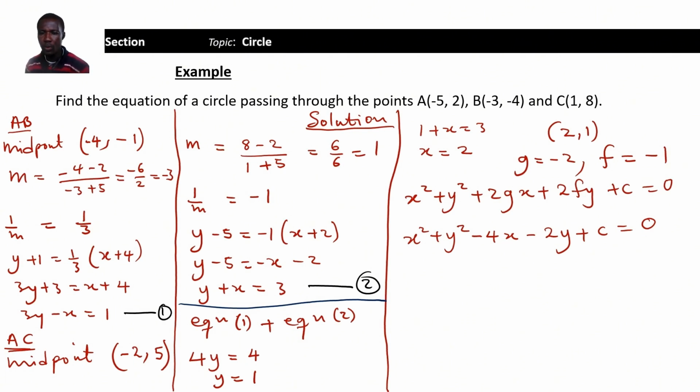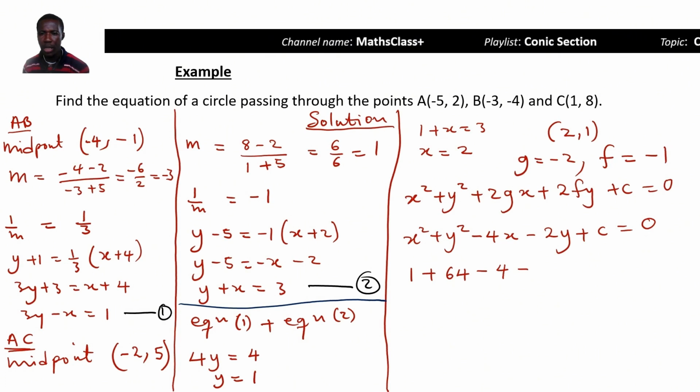So I'll take the point (1, 8). And when I put 1 squared, I'll get 1. When I square 8, I'll get 64. So here, negative 4 times 1 will be negative 4. Negative 2 times 8 will be negative 16 plus c is equal to 0.